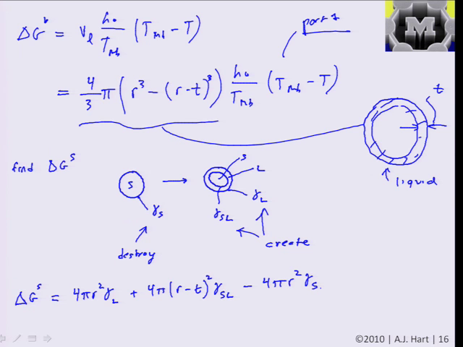And of course, as we said before, there are no volume changes, so we know that the volume of the initial one is equal to the volume of the final one. And then if we collect like terms here, we have 4 pi r squared times gamma L minus gamma S, and we have 4 pi times r minus t squared times gamma SL.